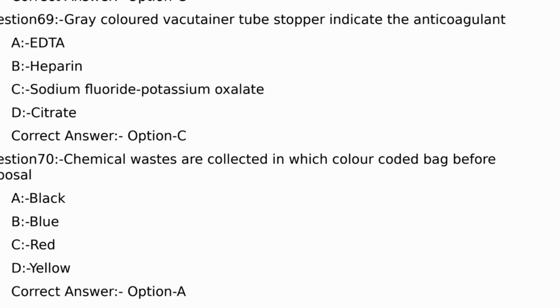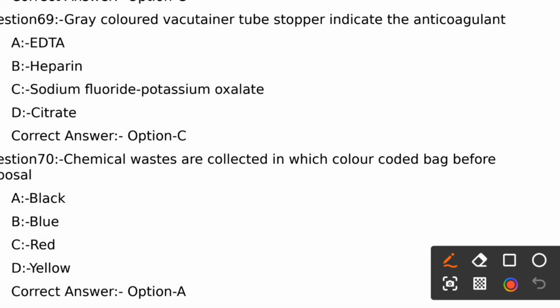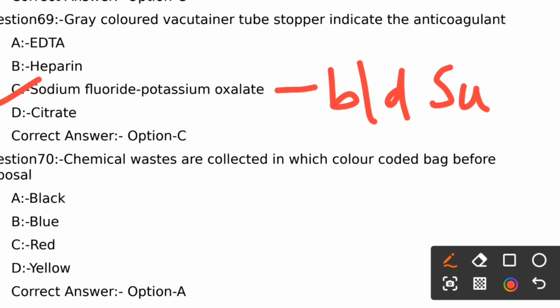Next question. Grey colored vacutainer tube stopper indicates which anticoagulant? Option A, EDTA. Option B, heparin. Option C, sodium fluoride potassium oxalate. Option D, citrate. The right answer is option C, sodium fluoride potassium oxalate mixture, which is used for sugar estimation.